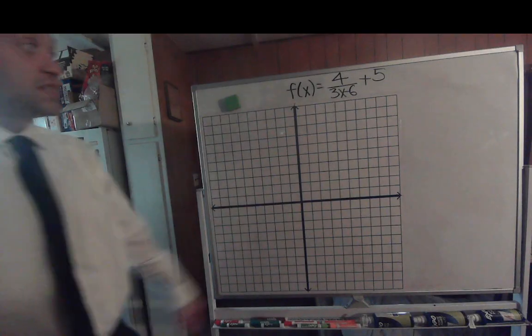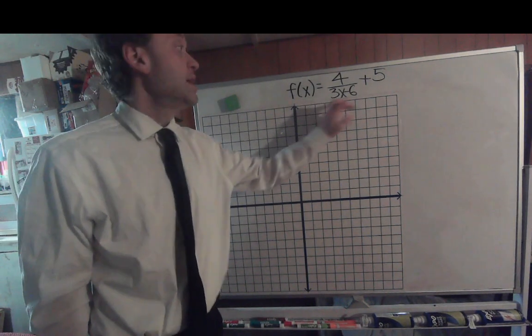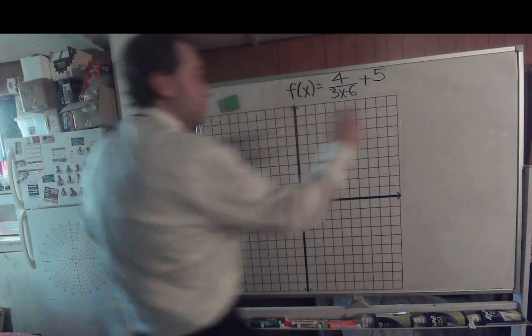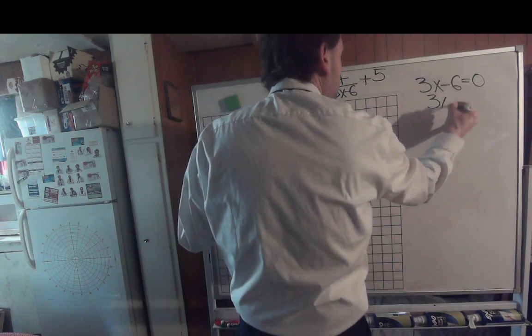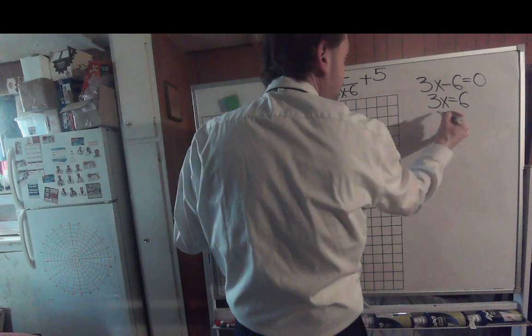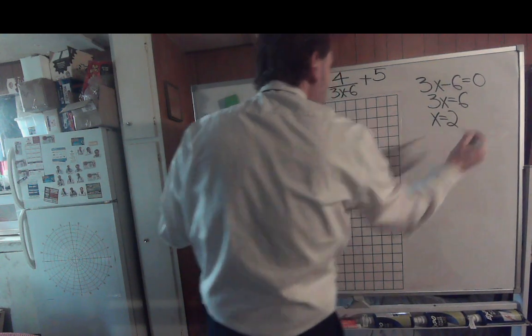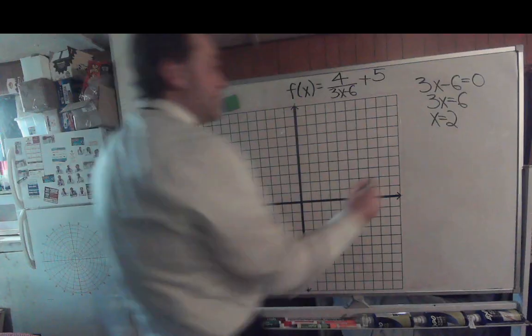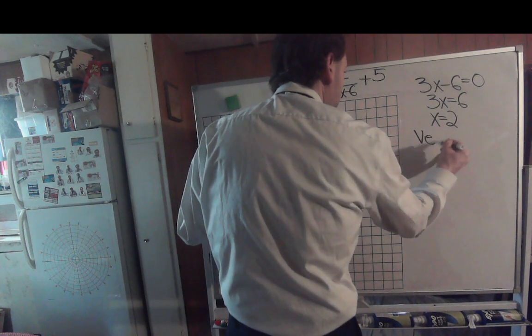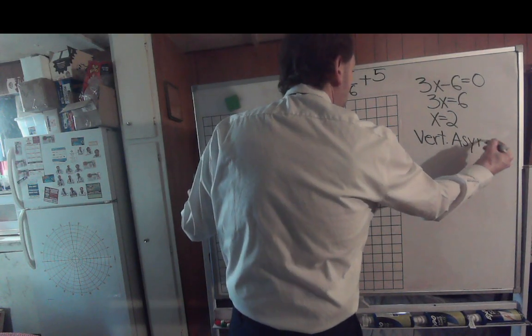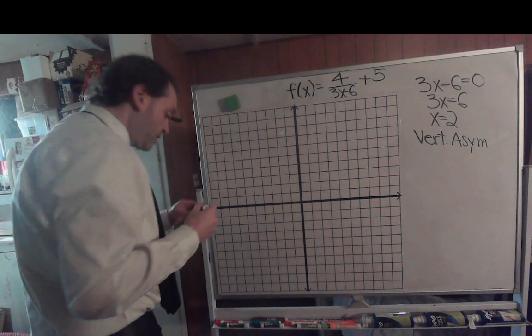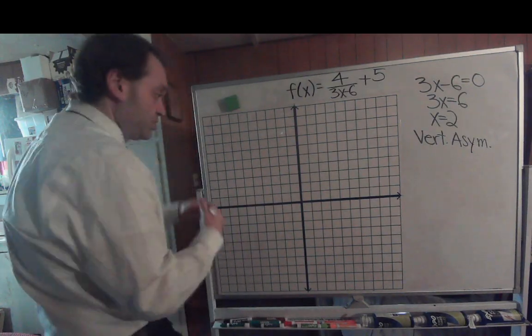Again, start out setting your denominator equal to 0. So 3x minus 6 equals 0, right? That's going to mean 3x equals 6. That means that x equals 2. So you're going to have a vertical asymptote at x equals 2. So why don't we go ahead and plot our vertical asymptote at x equals 2.